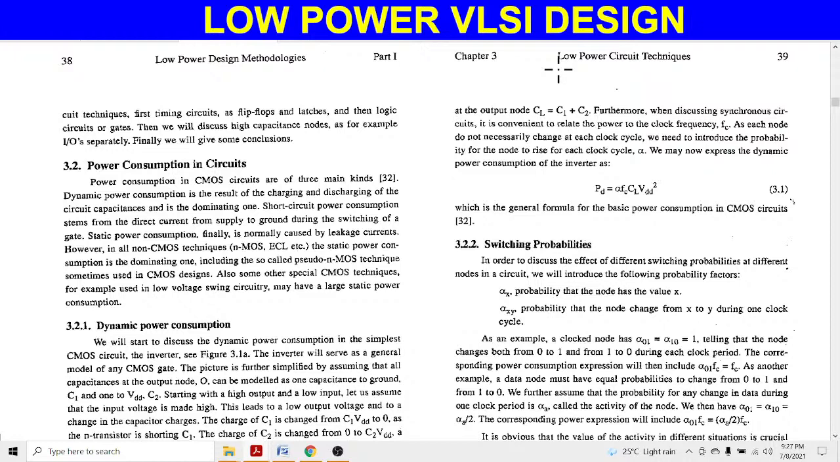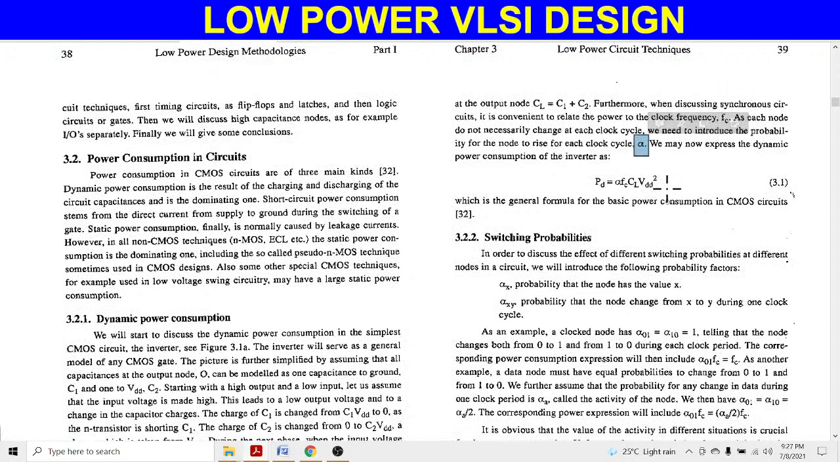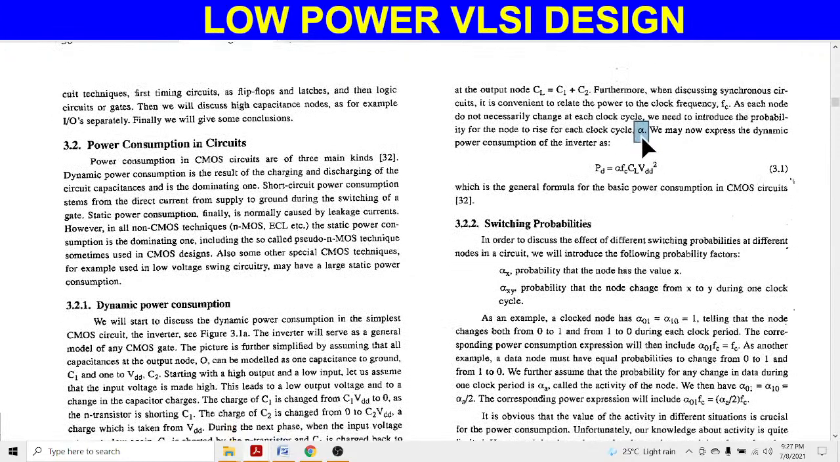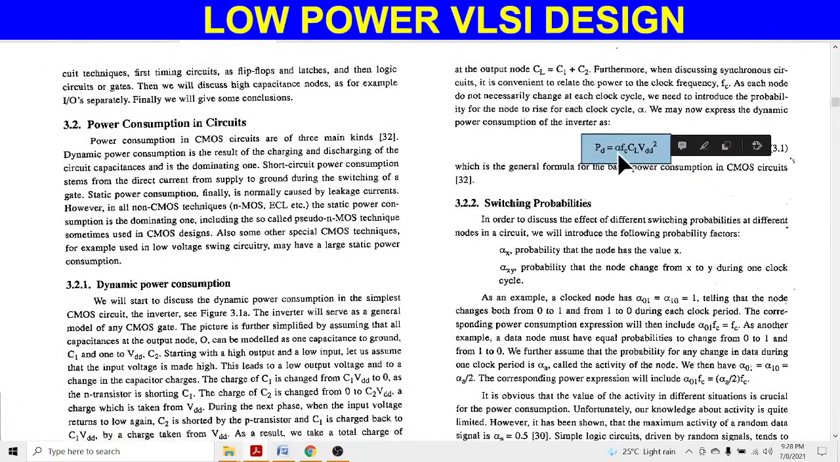Which probability? Just the changing probability of any node. It is represented as alpha. This switching factor is also known as switching probability. When we represent the overall power dissipation in terms of this switching probability, the total power PD equals alpha f C_L into VDD whole square.